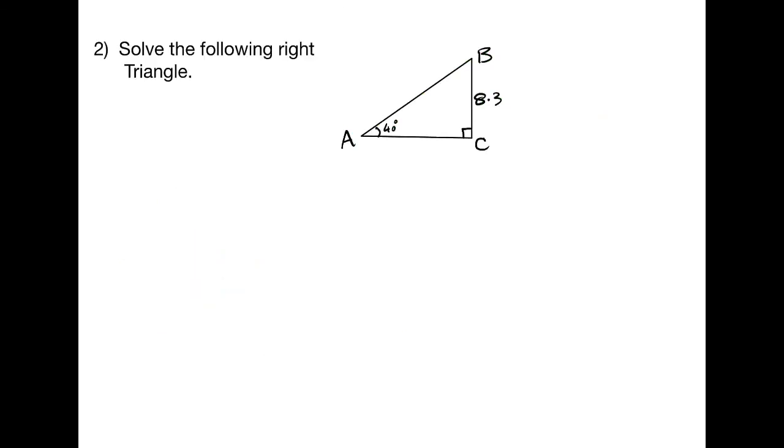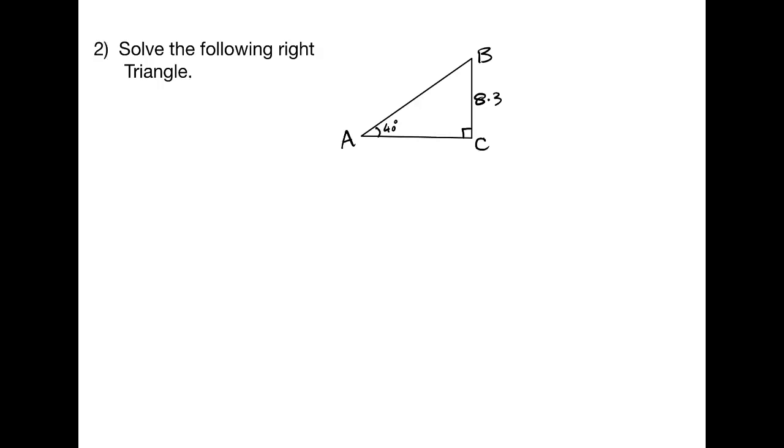Next exercise, solve the following right triangle. Solve this one. So in this case, again, it is something like the previous example. We have two angles. We can easily find the third angle, and then we can use the trig ratios to find one of the sides and Pythagorean to find the other side. So let's find the angle first.